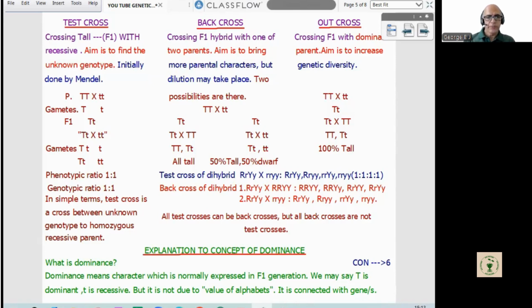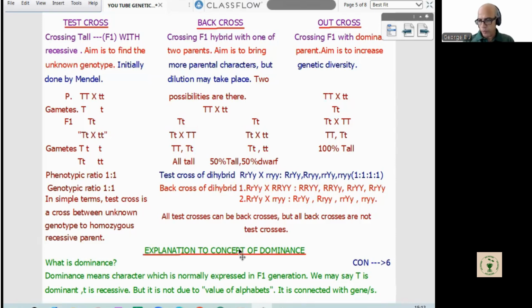Now, what is a cross? Parents, capital T, crossed with a small t. Gametes will be capital T, small t. F1 will be capital T, small t. So parents will be crossed. Now, when we come to test cross, capital T, small t is crossed with the recessive parent, that is small t.